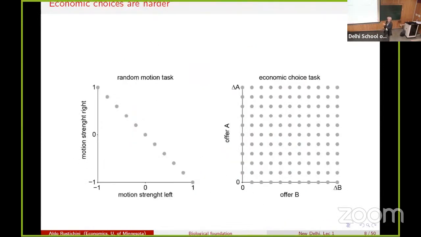This is to show economic theory. Economic choices are much harder because right and left is one-dimensional. So it gives you a much more severe test on the discipline, because if the only choice is moving right or left, you have really a one-dimensional fact to analyze. Here you have which one is bigger and by how much.